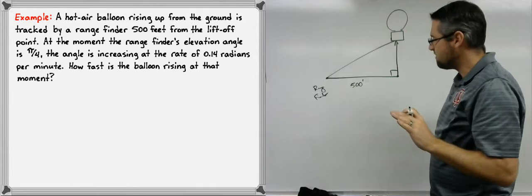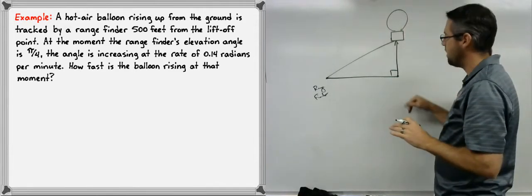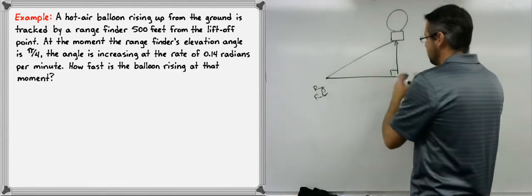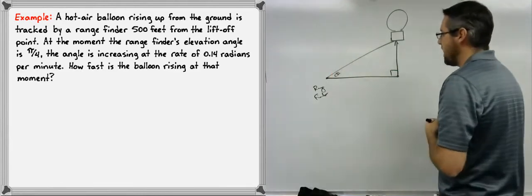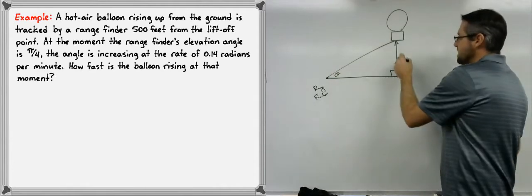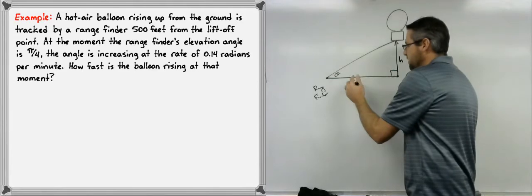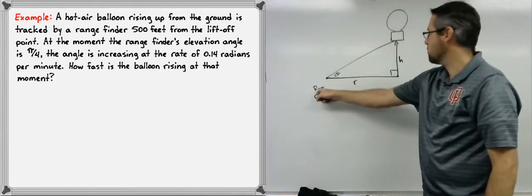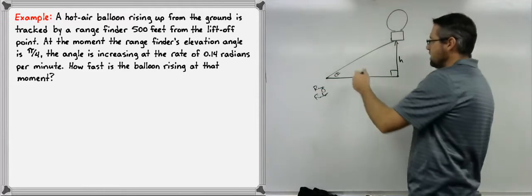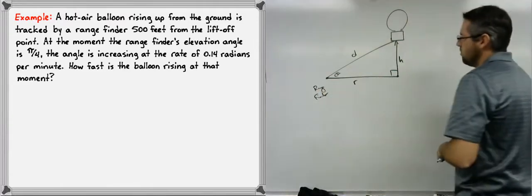that we identify the things that are changing. So maybe I just draw the picture here for right now, and we put variables in place. We'll call this theta to represent the angle. We'll call this the height of the balloon, so we'll call that h. We'll call this r for the distance to the rangefinder. And then we'll call this d for the distance between the rangefinder and the balloon.